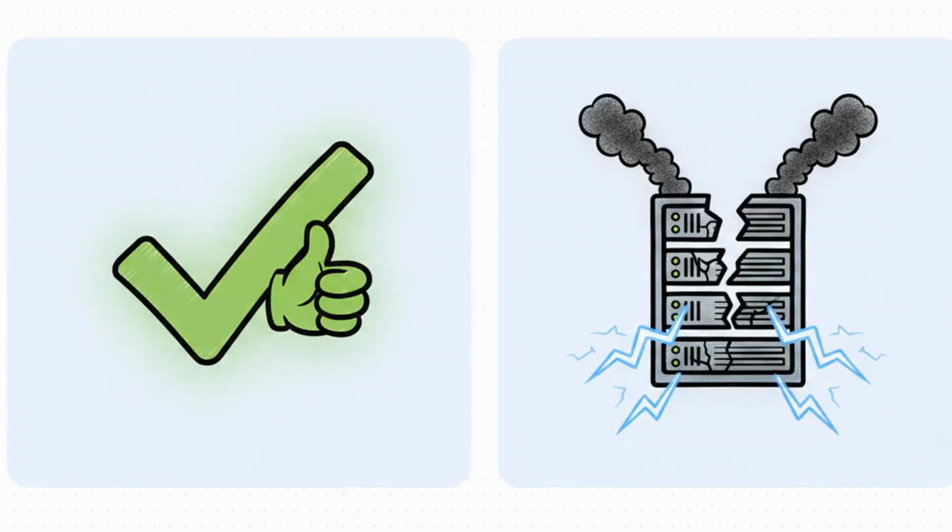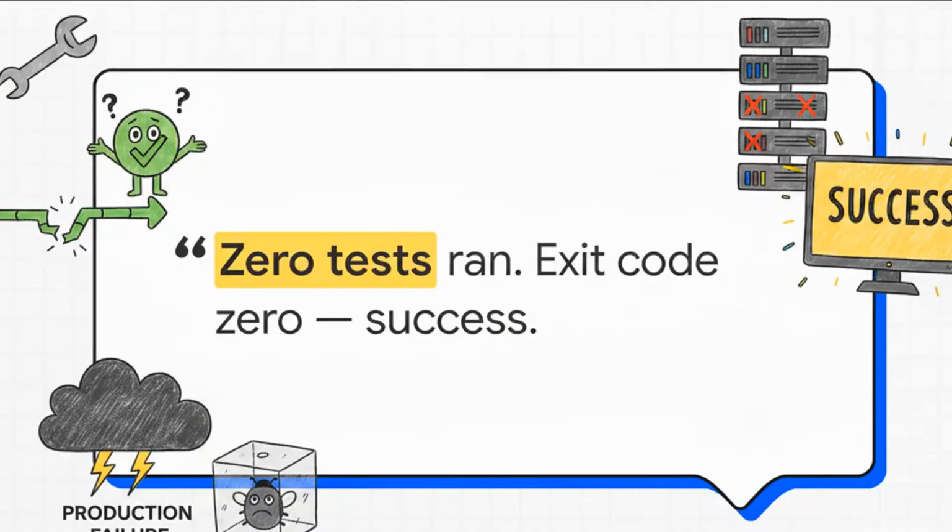Well, the pipeline doesn't inherently lie. It just reports on exactly what we tell it to do. And right here is the culprit. 0 tests ran, exit code 0. This is the mystery of the silent failure.